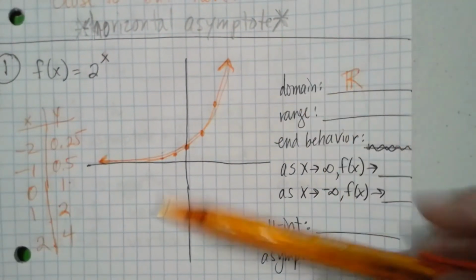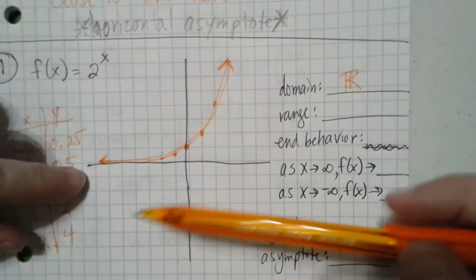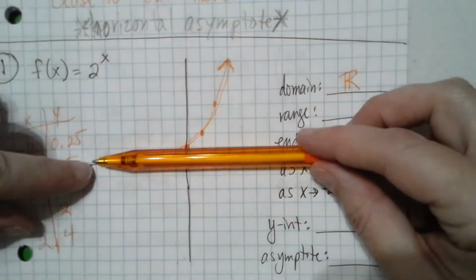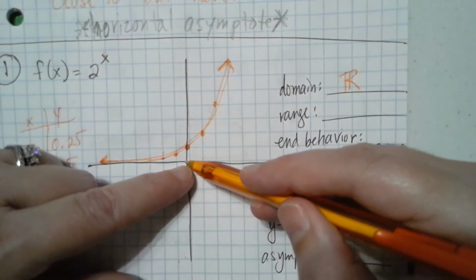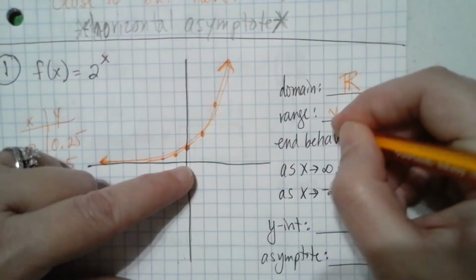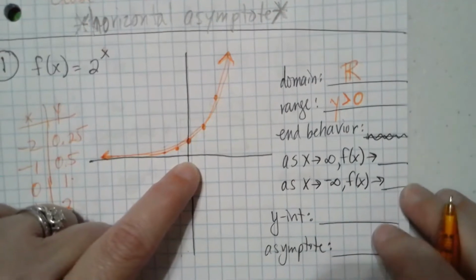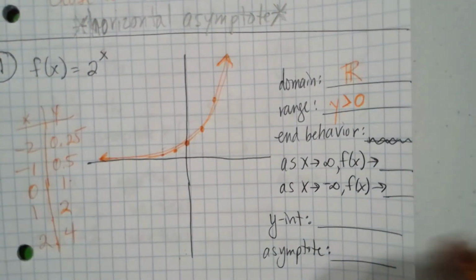Our range, there is nothing down here. Remember we said it's going to get closer and closer to this x-axis, closer and closer to 0. So our range is anything bigger than 0. Y is bigger than 0. It cannot be equal to 0, but it'll get bigger.